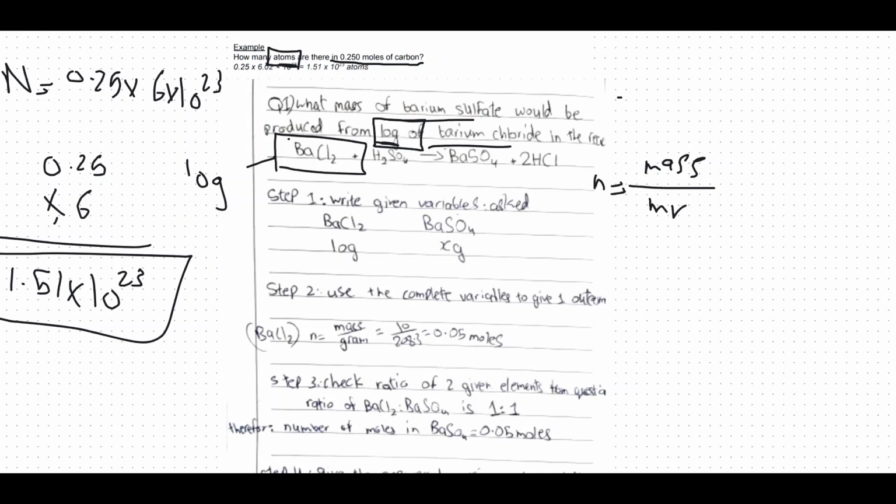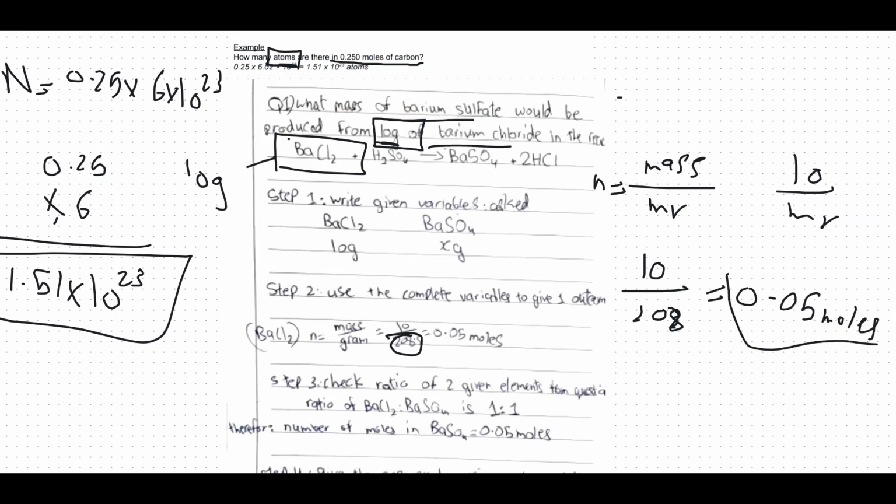So mass is 10. The MR of barium chloride, they'll give you, you don't need to memorize anything. I think it's this 208. Yeah. The MR is 208. So when I find this out, it will give me around 0.05 moles. So this is the moles of barium chloride. And this was the first step. This is step one, which is you find the known value. You use the known value and you find the moles.